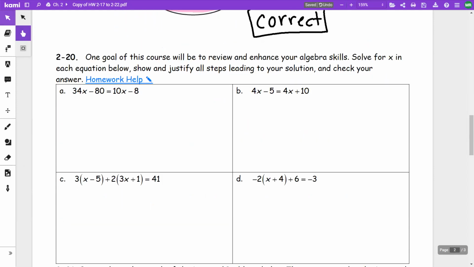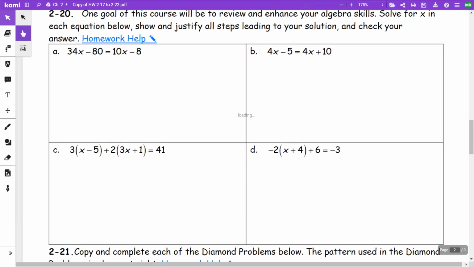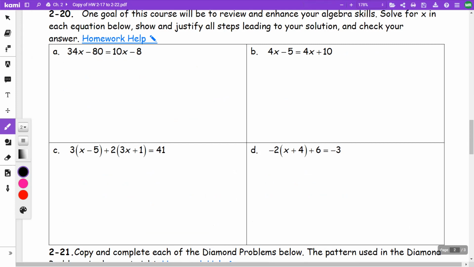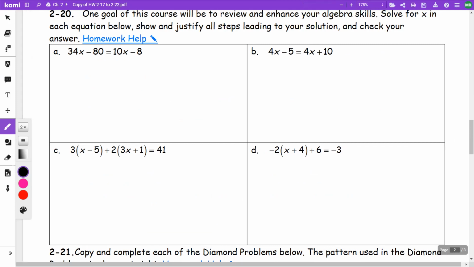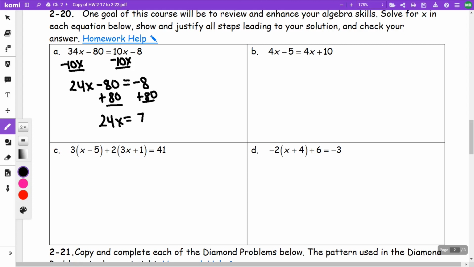On 2-20, we're solving. Okay, it's very important that we understand how to solve equations in Integrated 2. So on the first one, what I would recommend doing is, I personally like to deal with my x's first. So I'm going to minus 10x from both sides, and I'm going to get 24x minus 80 is equal to -8. I'm going to add 80 to both sides. So I'm going to get 24x is equal to 72. I'm going to divide both sides by 24. And when I take 72 divided by 24, I end up getting 3 as my answer.